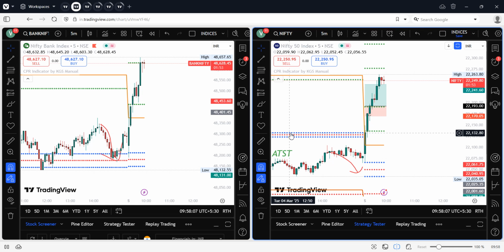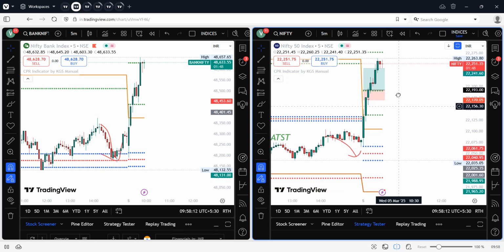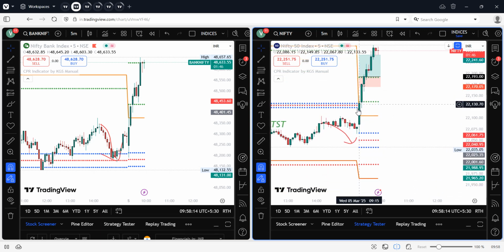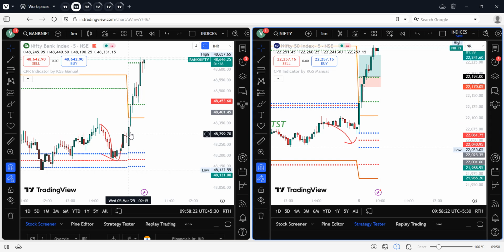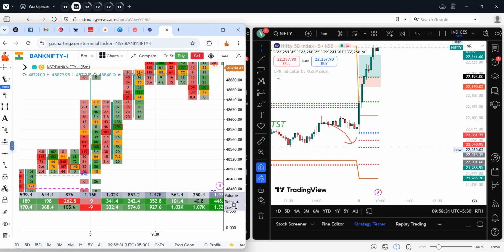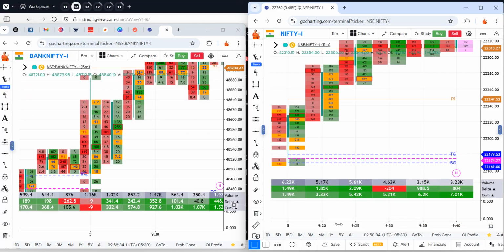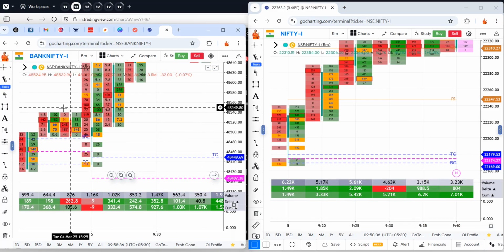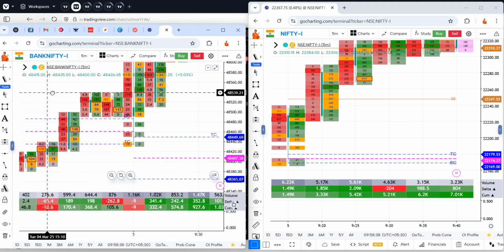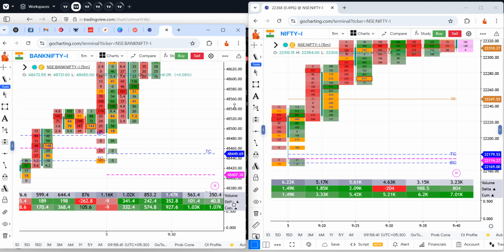Okay, this is the spot chart of Nifty and Bank Nifty. The first thing here is both the indices are taking support from the CPR. You can see the first 5-minute candle is taking support from the CPR, as well as in Bank Nifty. So when it is showing such bullishness, what I actually do is I go to the order flow charts and check whether it is giving the right signal or not.